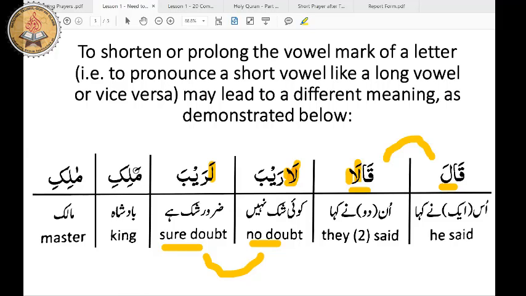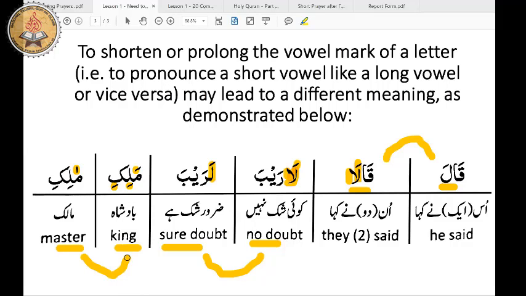So everything is just prolonged for 1 second. 1 second meme, 1 second lam, 1 second kaf. Maliki, that means king. But if you prolong this meme with a vertical fatha for 2 seconds and the rest stays the same, you still change the meaning. If you say maliki, it means master. So maliki means king and maliki means master.